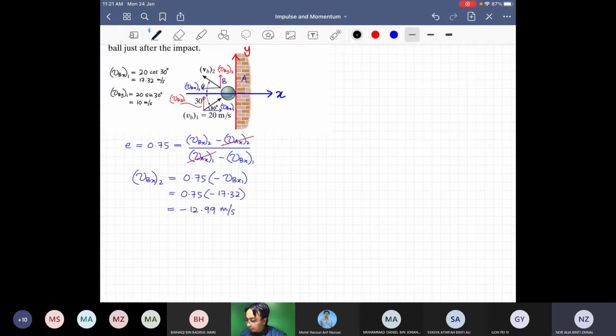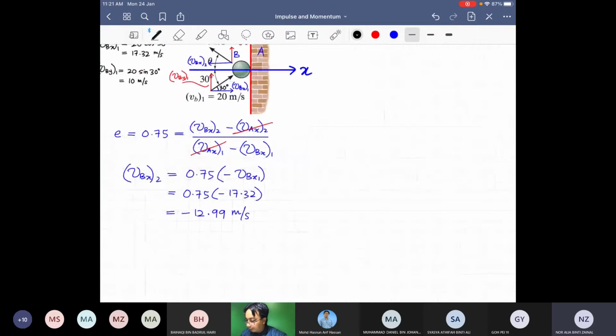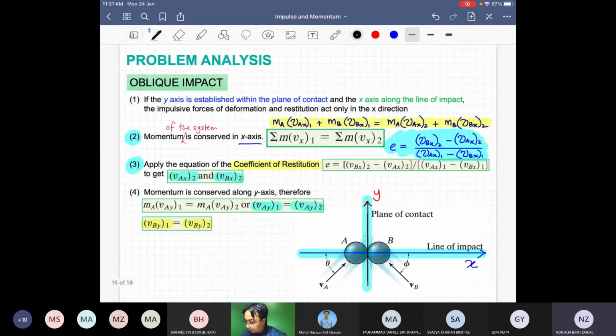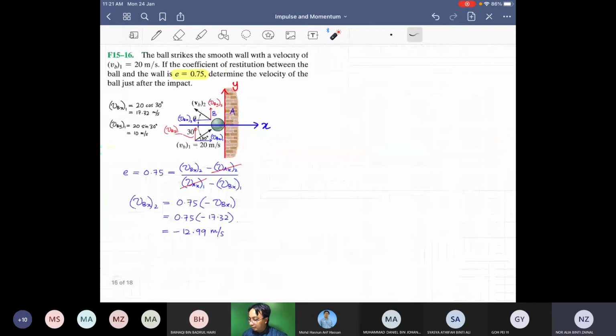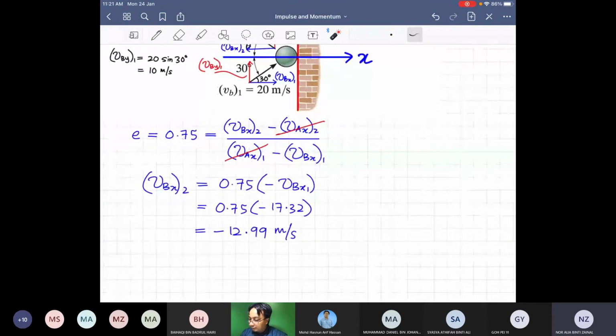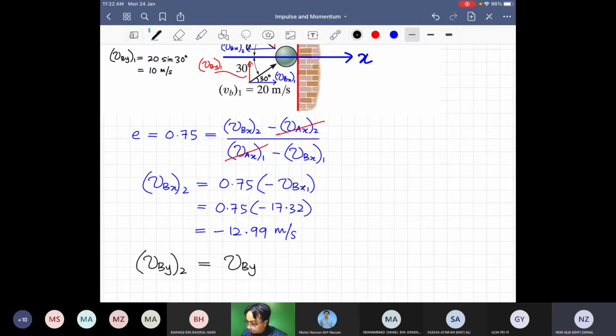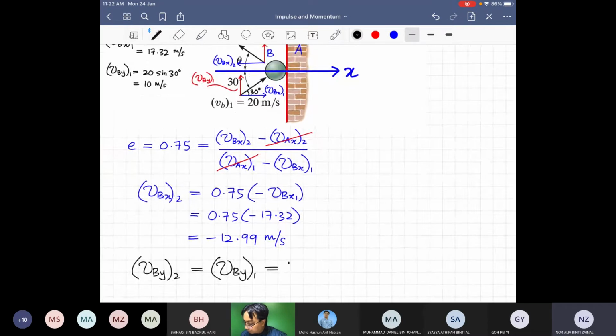VBY2 sama dengan VBY1. Okay, kalau kita boleh tengok balik kat sini, see VBY2 sama dengan VBY1 because momentum is conserved along y-axis. Okay, ini kita punya step yang kita dah discuss tadi. So in this case, kita boleh tulis VBY2 sama dengan VBY1 sama dengan 10 meter per second.